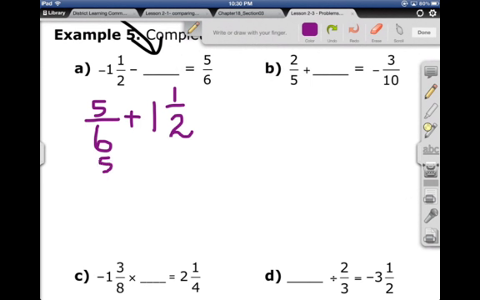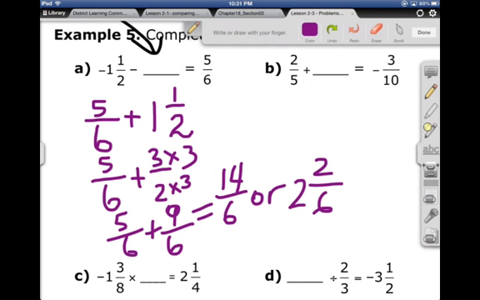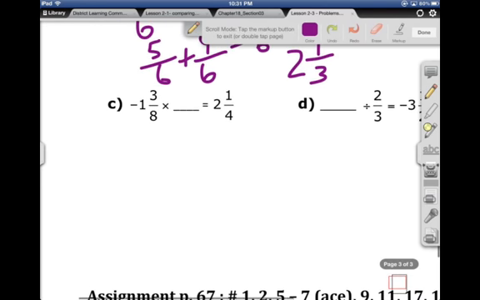So we could say this is like 5/6 plus 3 over 2. Multiply by 3, multiply by 3, 5 over 6 plus 9 over 6, 14 over 6, or 2 and 2/6, which reduces to 2 and 1/3. Now it took me more room to write that, but this is the general approach to these questions.